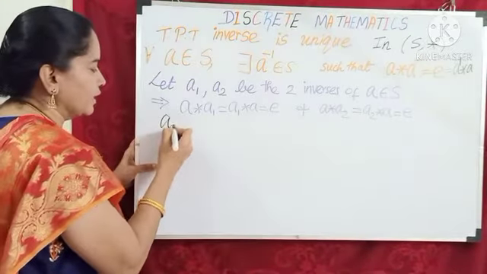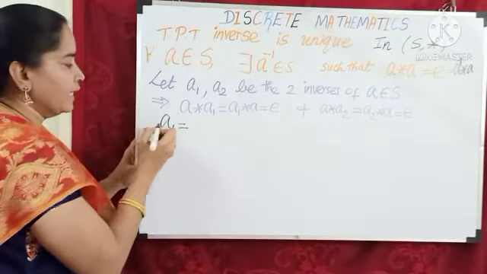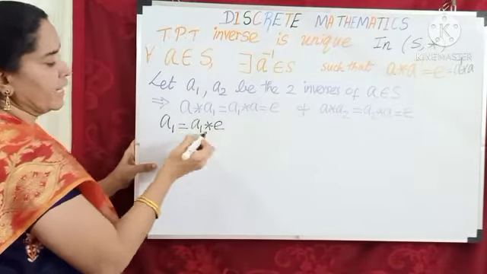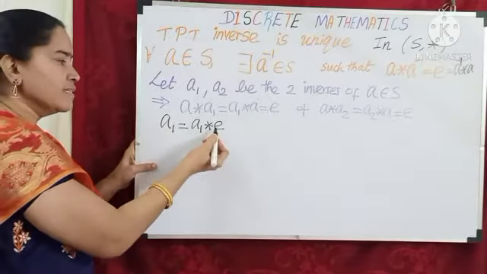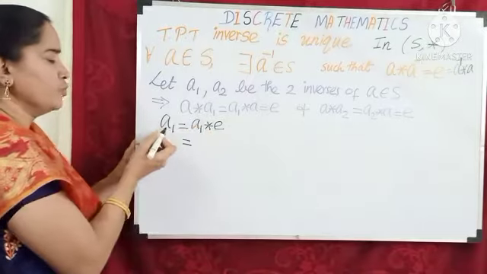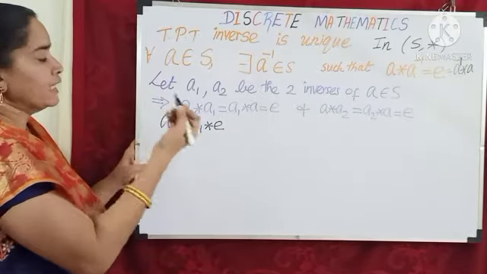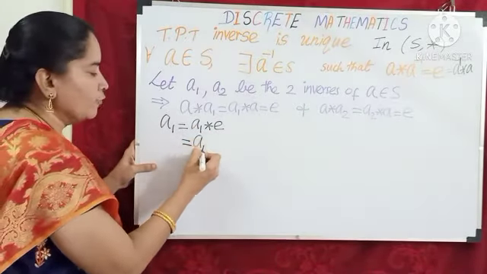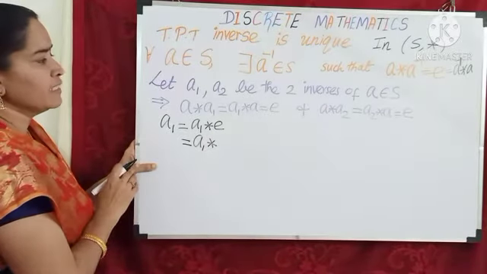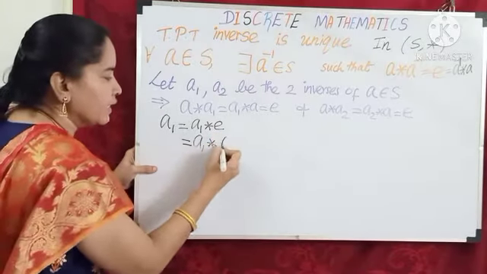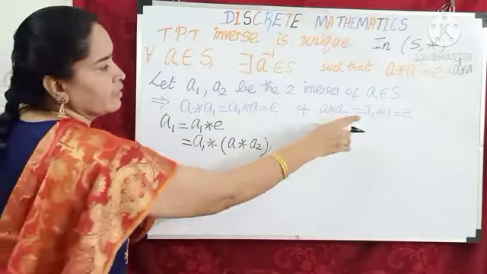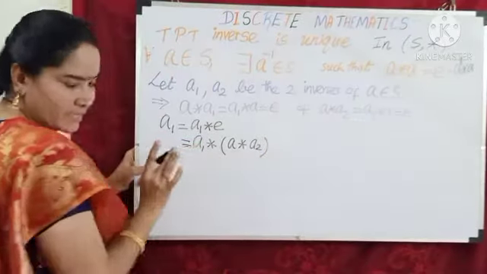How am I to show that? Let me start with A1. I can write A1 is A1 star E. Can I write it? Yes, E is an identity element. An element with E should give me the element only. The next step, instead of E, I can write from here. How shall I write E? E can be written as A star A2. Can I write it? A star A2 is E.